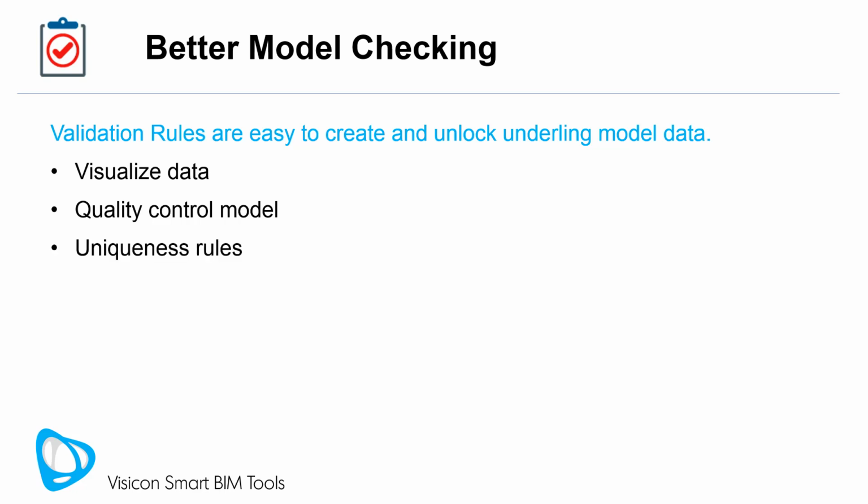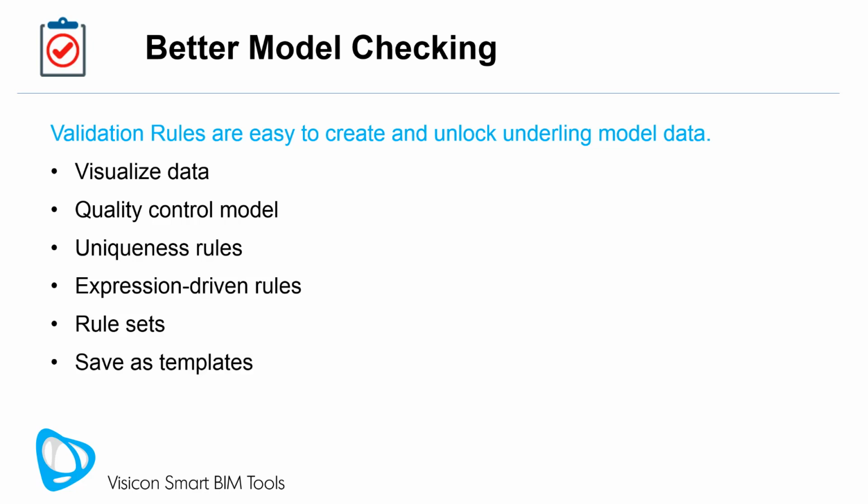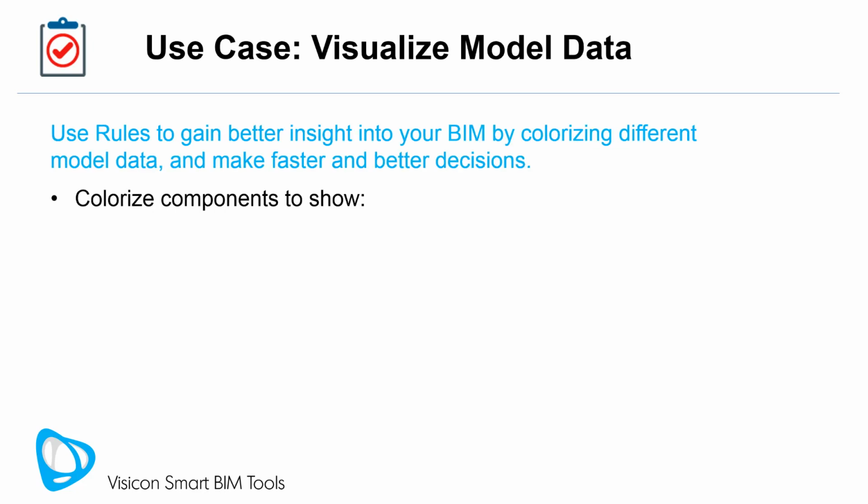There are two types of validation rules: those that uniquely colorize components based on any parameter selected, and expression-driven rules that can be set up for any condition. Rules can be grouped into rule sets and saved as templates for easy reuse on similar models. Use rules to gain better insight into your BIM by colorizing different model data and make faster and better decisions.